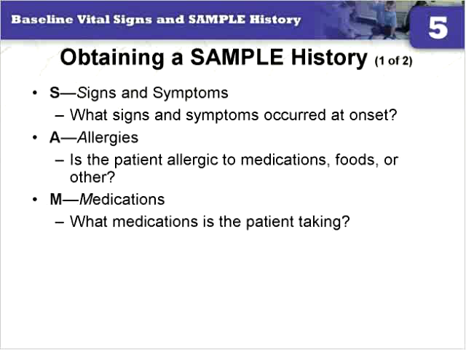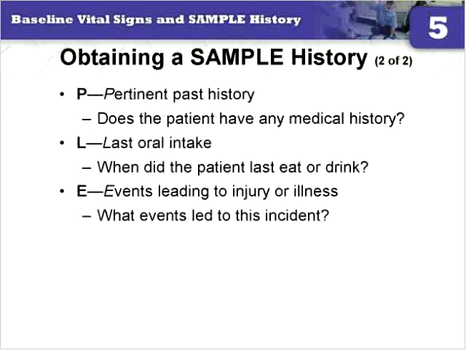Obtaining sample history. SAMPLE, we'll go over it. S is signs and symptoms. What signs and symptoms occurred at onset? A is allergies. Is the patient allergic to medications, food, or other things? And then M, medications, would be what medications the patient is taking.